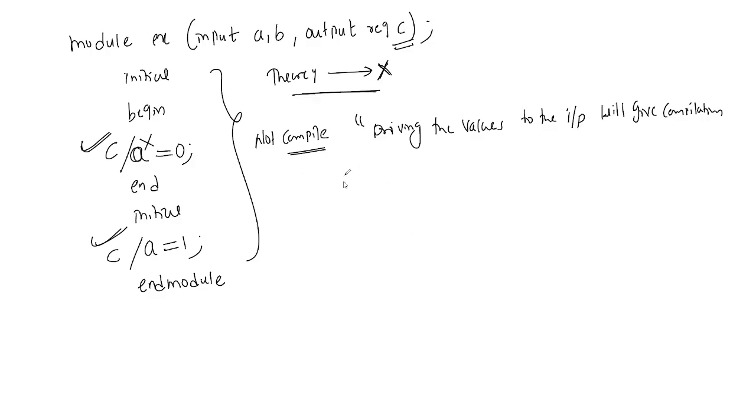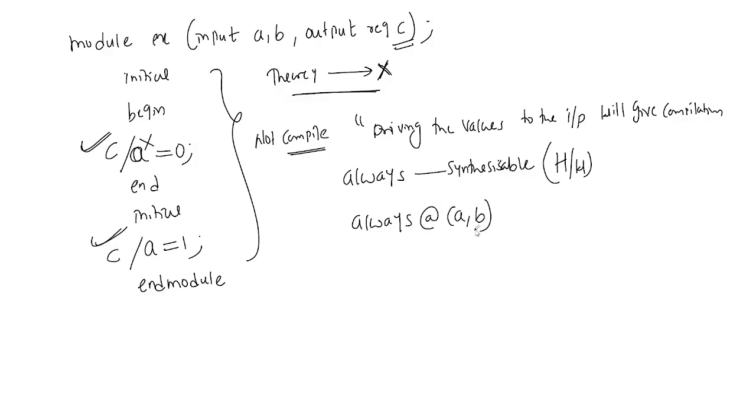And I told you the initial block is not synthesizable. The always block is synthesizable. Synthesizable means we can convert it into hardware. Always block is synthesizable. Suppose I am writing always at the rate a comma b. If I am giving y equal to a, will this compile?